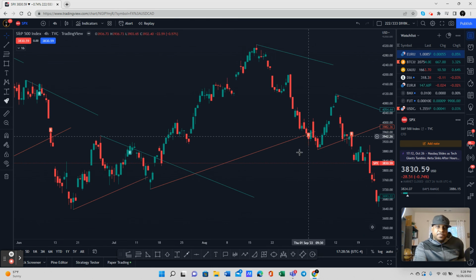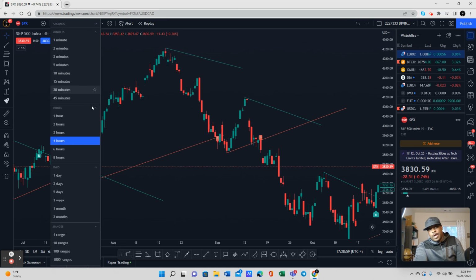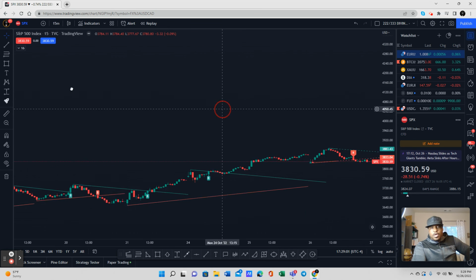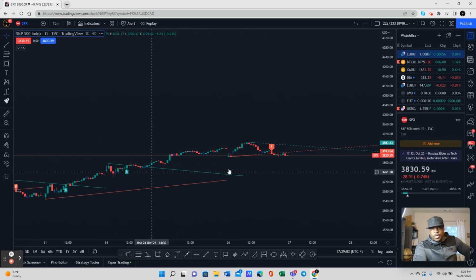All right, so that's that. So you see it in the SPX as well, and like I said, this is on the 4 hour. We'll go down to the 10-minute, 15-minute. You just see, look at that. You got a break of structure and do this.